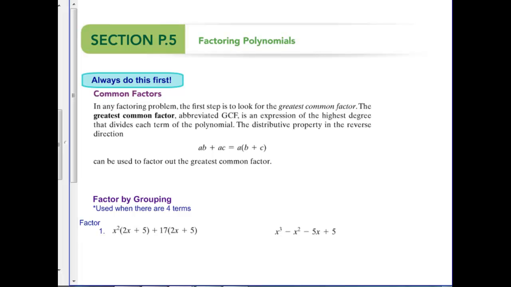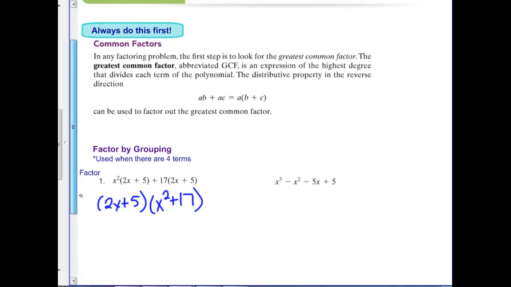But first, let's factor by grouping. Well, this is technically not factoring by grouping. Number one is just factoring out the greatest common factor. What's the greatest common factor between x squared times (2x plus 5) plus 17 times (2x plus 5)? 2x plus 5. So this one's technically just pulling out the common factor. Exactly. You're left with x squared plus 17. And then these are done. They won't factor any further, but do always look just to make sure.